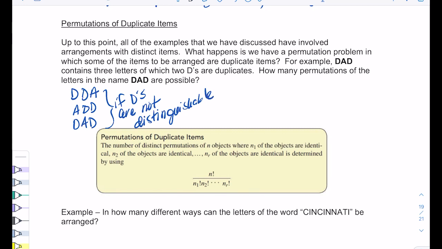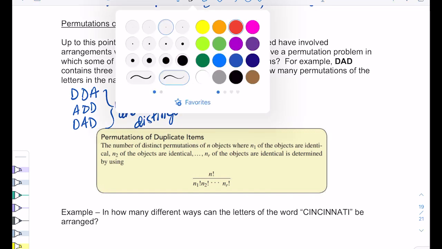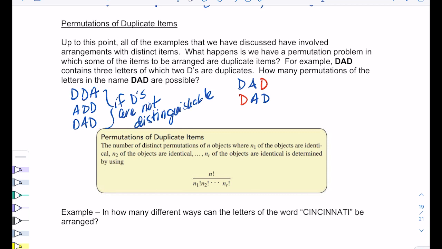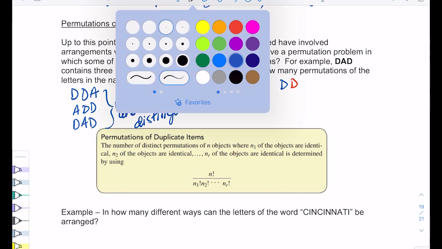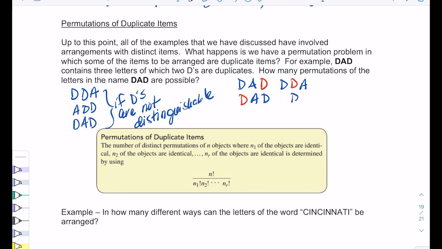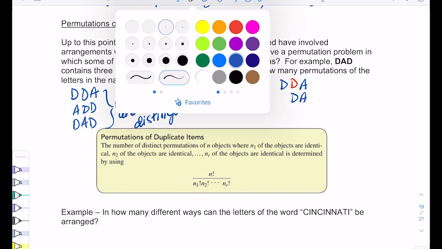But now what if I change colors and I make the first D blue, and then the second D red. Now I can switch these all around. So I can change the order, and now you can see it's different. I can do that for all these different combinations, and now I end up with a lot more. You'll have to bear with me here while I change my letters' color.